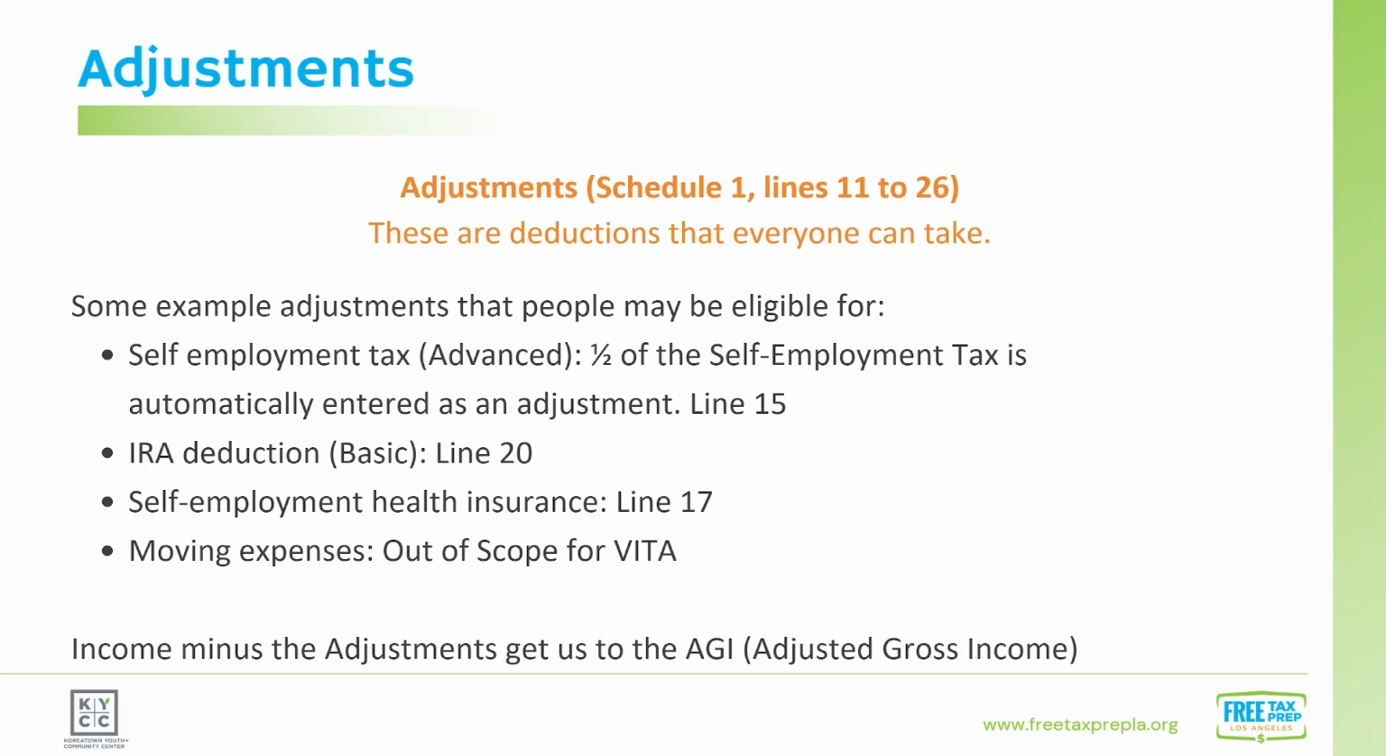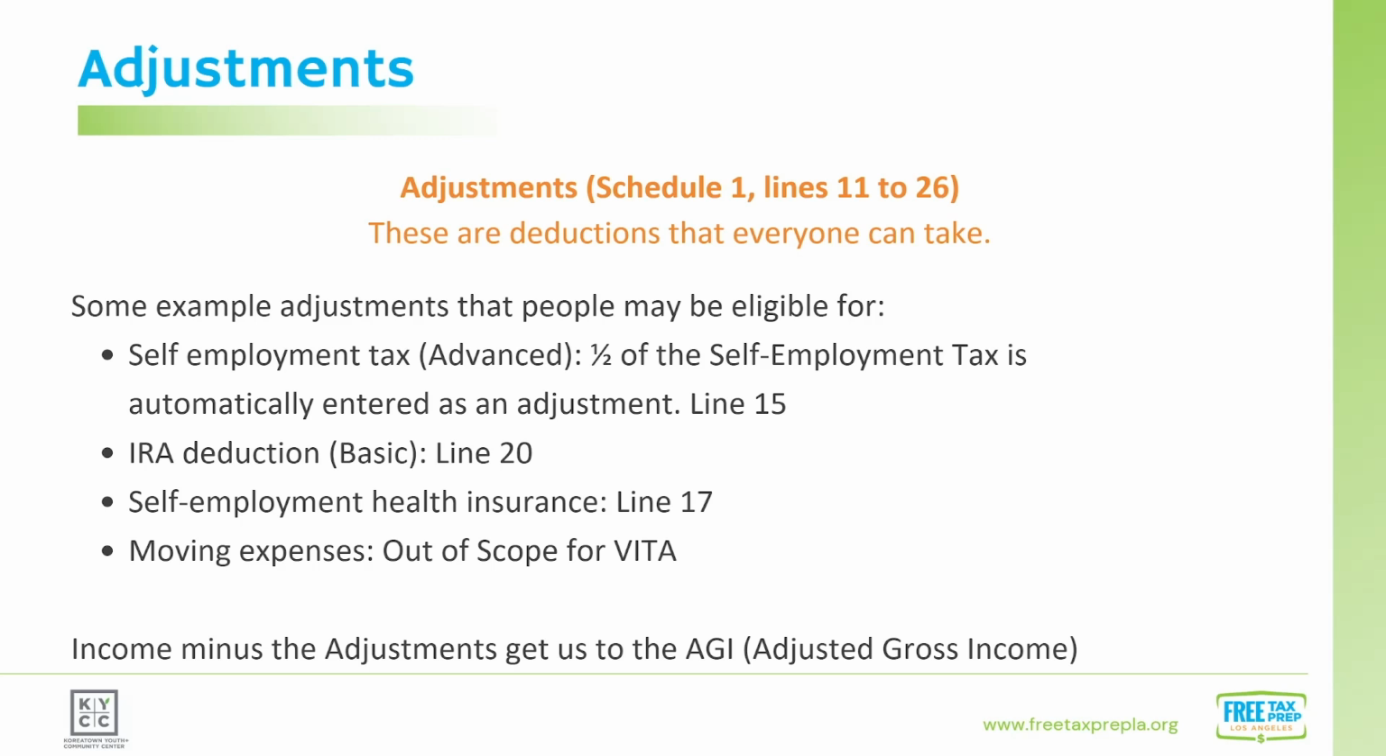So, for adjustments. Adjustments can be found on Schedule 1, lines 11 to 26. These are deductions that anyone can take. Some examples of adjustments that people may be eligible for is the self-employment tax. Again, this is considered at the advanced certification level, and we have gone over this previously, but just to reiterate, half of the self-employment tax that a person might pay is automatically entered as an adjustment, as in will be excluded from their total income for federal income tax purposes. This can be found on line 15.